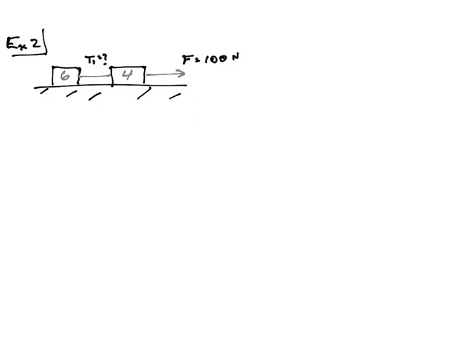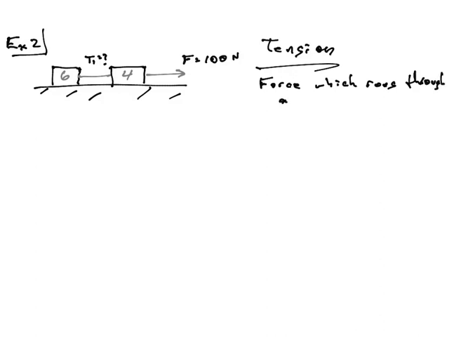Now, in order to solve that, you first, of course, need to figure out what does tension mean? What is tension? Well, tension is just a fancy word. Engineers have made this up. It just means force. Whenever there's a force which runs through a rope or a wire or a chain or anything like that, that force is called tension. Okay? So if you see the word tension, just think force.